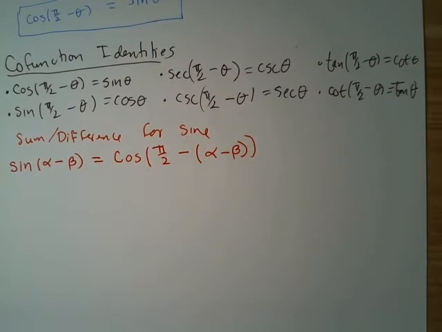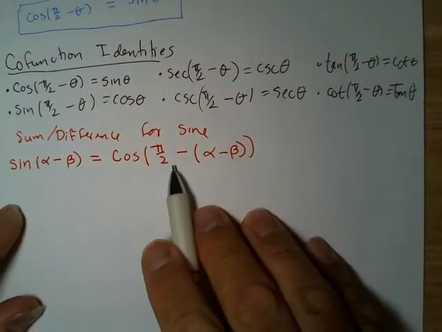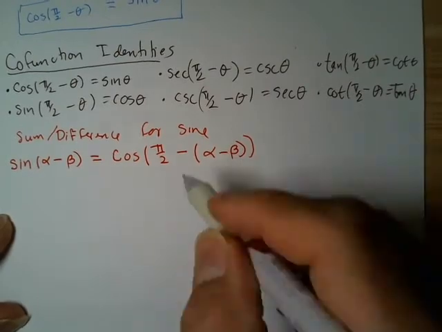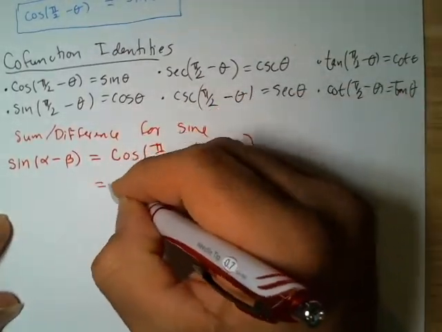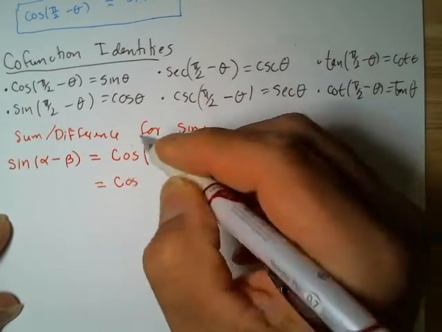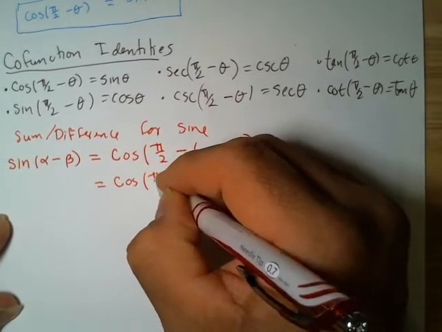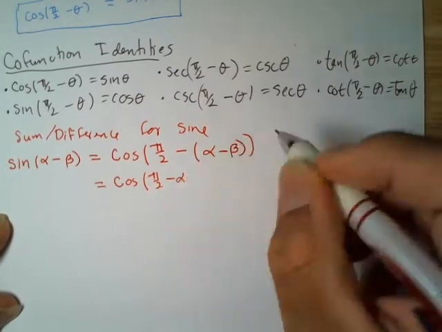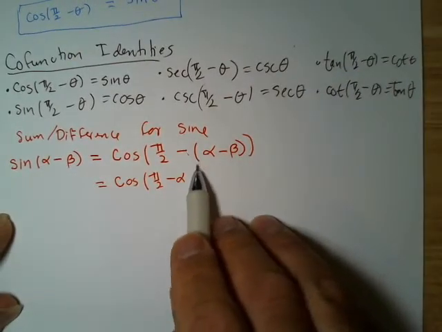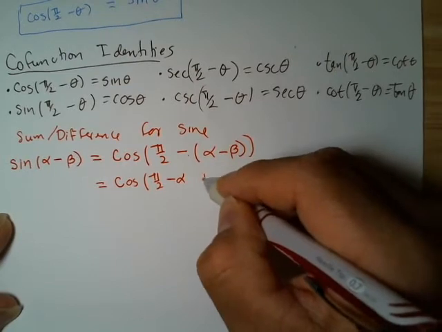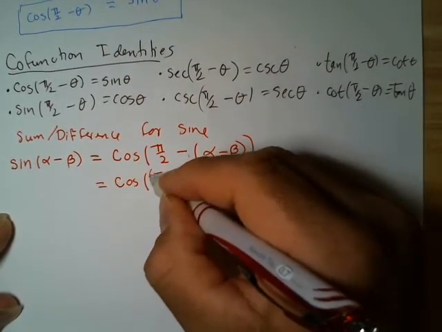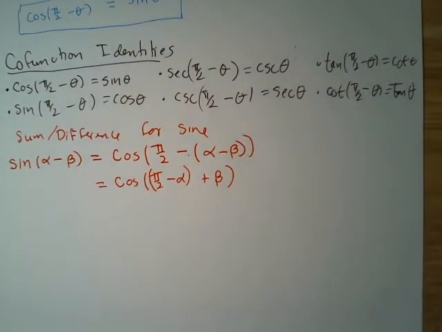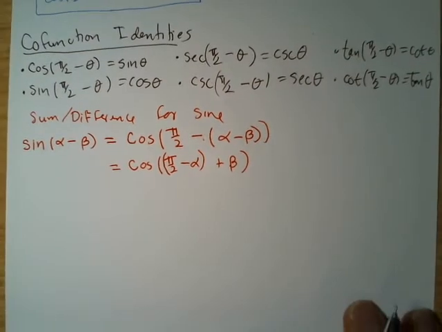Then from here, I know the difference of a cosine. But before I do that, I'm going to do a little rearranging for my benefit. Cosine of pi over 2 minus alpha, and here be careful with the distribution, it'll be plus beta. I'm essentially just reassociating my angles here, and we'll see why I want to do this in a second.